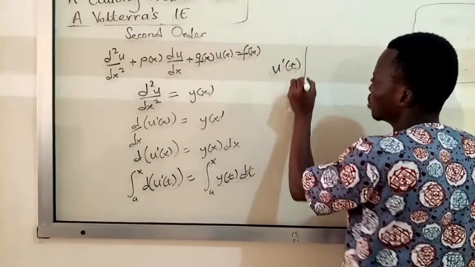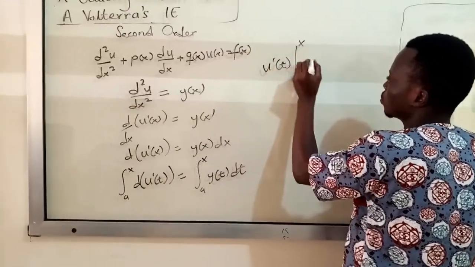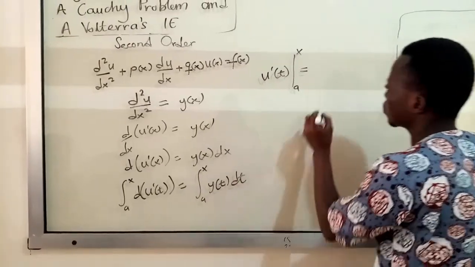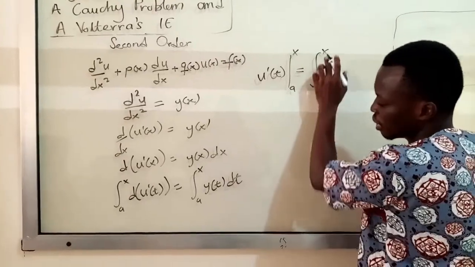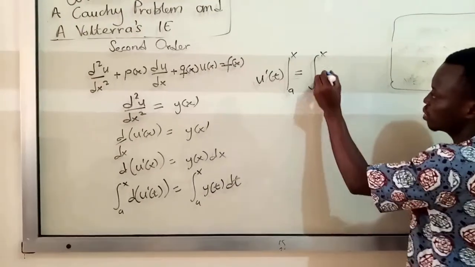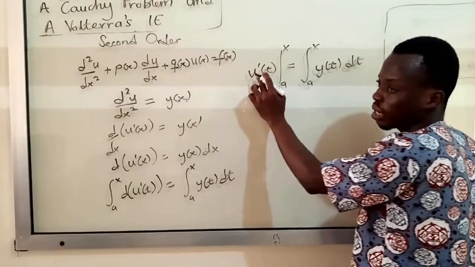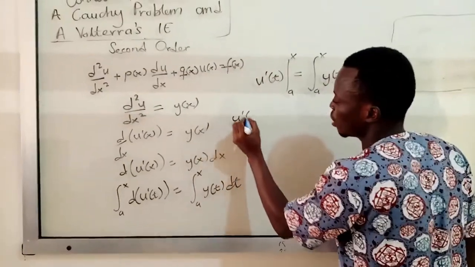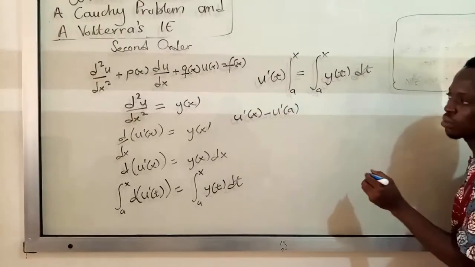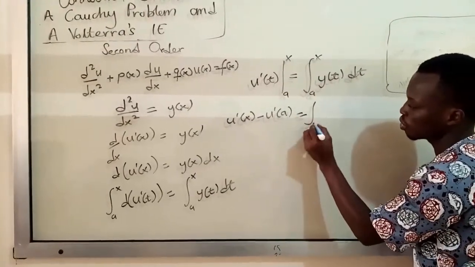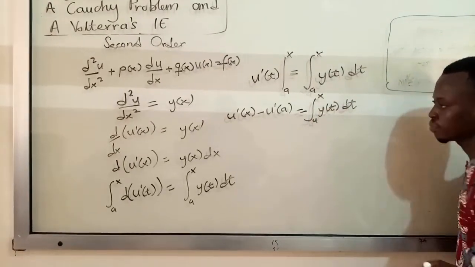u prime of t equated at a to x, which is equal to the integral from a to s of y of t dt. Now let's insert the upper limit. I'm going to get u prime of s minus u prime of a, which will be equal to the integral from a to s of y of t dt.